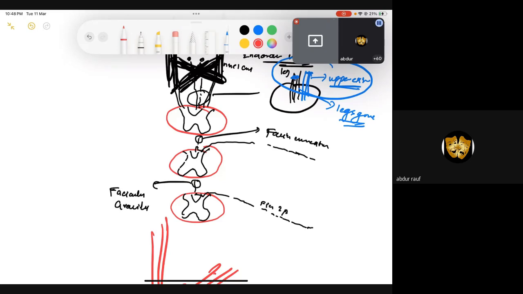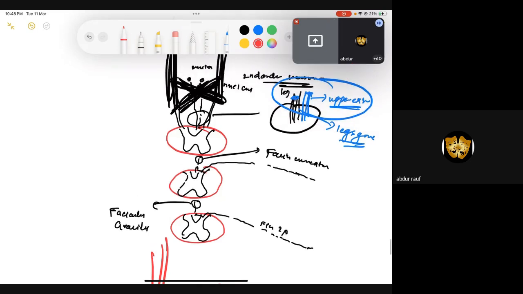And after that they have to synapse at the second order neuron. So where? In the lower medulla, right? In the lower medulla. Yes, sir. What's the nucleus of these second order neurons called? Those synapsing with the gracilis, that's nucleus gracilis. Those synapsing with the fasciculus cuneatus, they're named nucleus cuneatus.